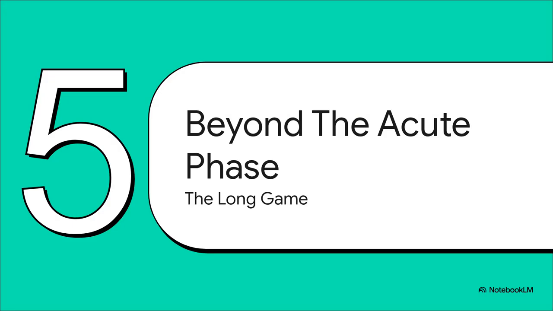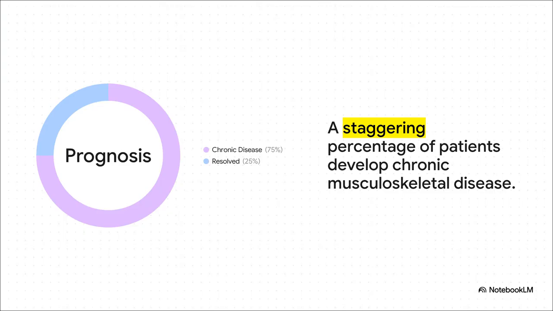But why is it so incredibly important to nail this diagnosis? Well, it's because for so many patients, the misery does not end when that fever finally breaks. So let's take a look at what happens beyond the acute phase. Getting an accurate diagnosis is critical because this number is just wow. A staggering percentage of patients don't just get better. They go on to develop chronic joint problems that can last for months or, believe it or not, even years.